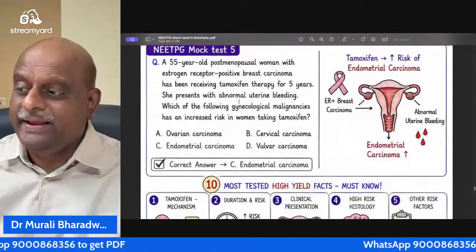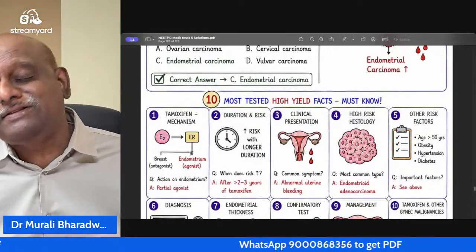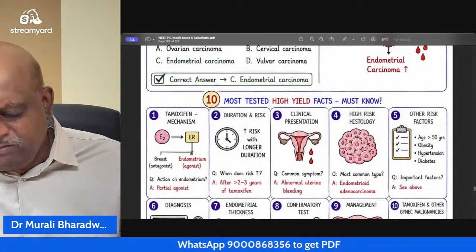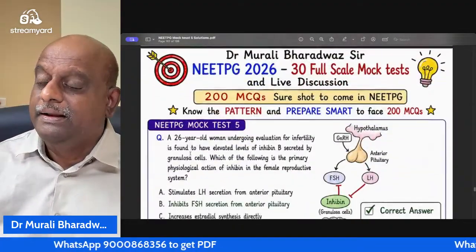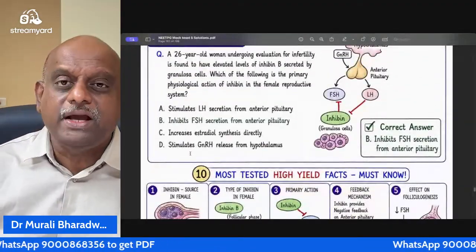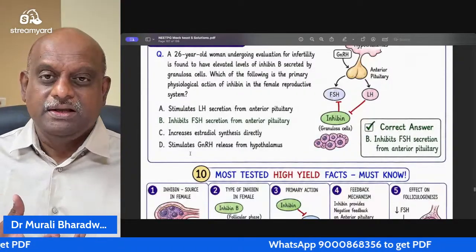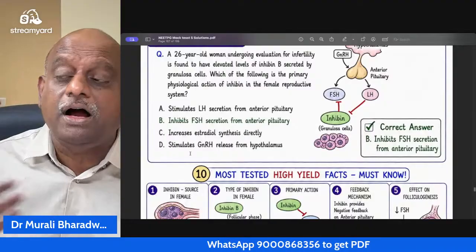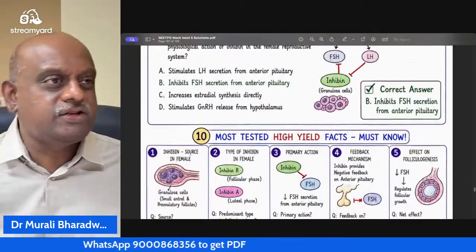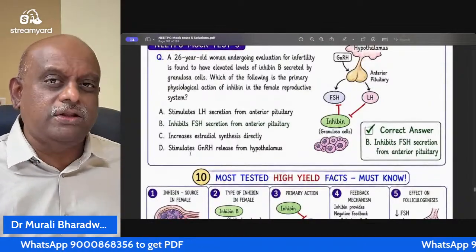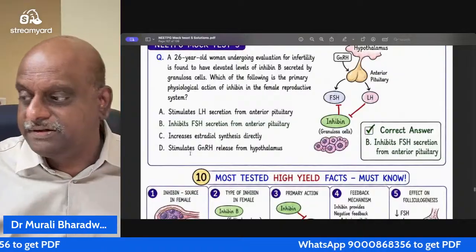Tamoxifen is an antagonist at the level of the breast, but agonist at the level of endometrium. That's the reason whenever you give tamoxifen therapy, there is a risk for endometrial carcinoma. Now, inhibin B is secreted by granulosa cells. It basically inhibits the follicle stimulating hormone secretion from the anterior pituitary. Similarly, Sertoli cells in the male testis also produce activin, inhibin, and androgen binding protein, 3 things.